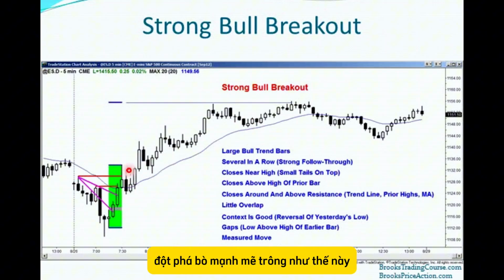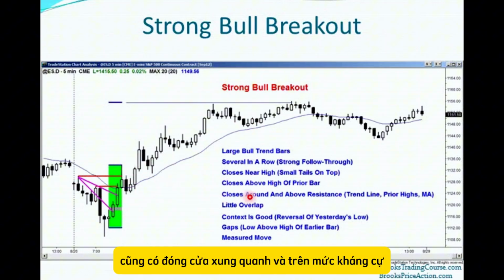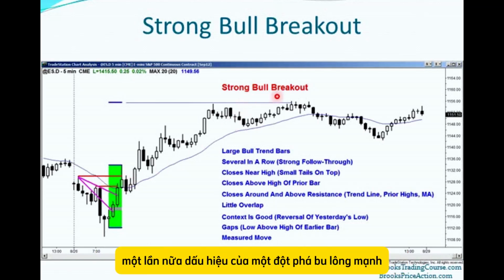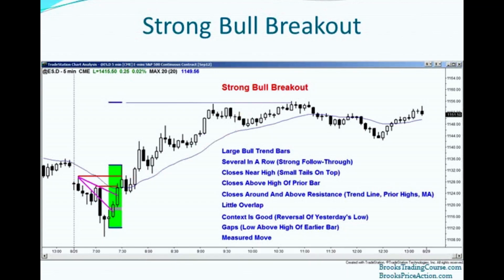Strong bull breakouts look like this. There's also closes around and above resistance, bear trend lines, a close above prior swing highs, closes above the moving average. Again, signs of a strong bull breakout.